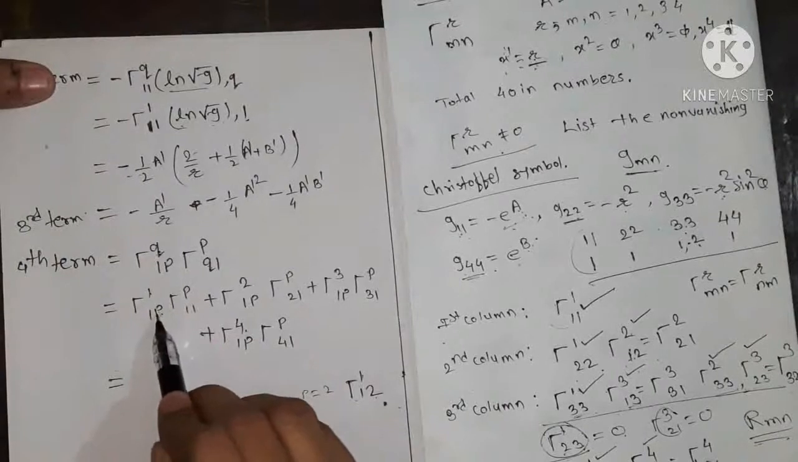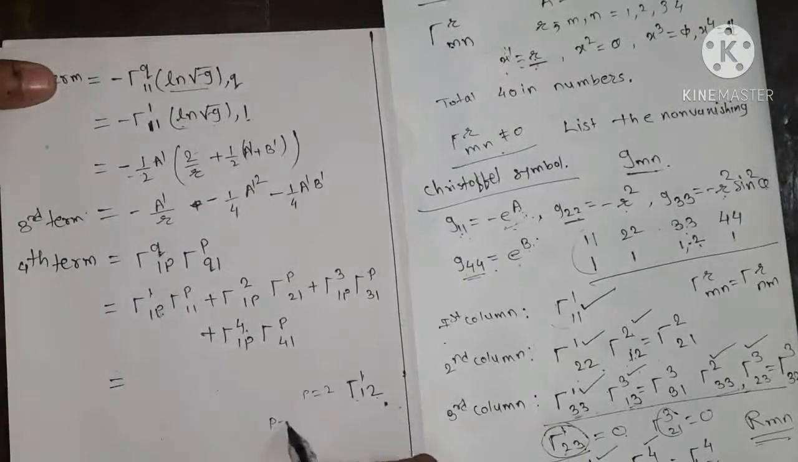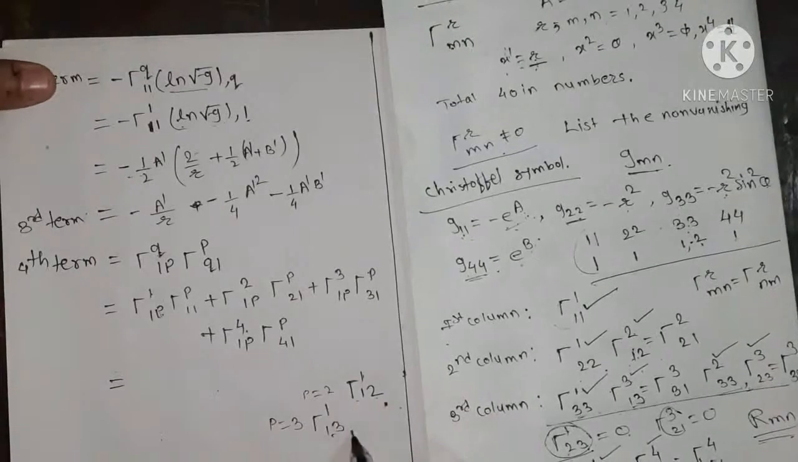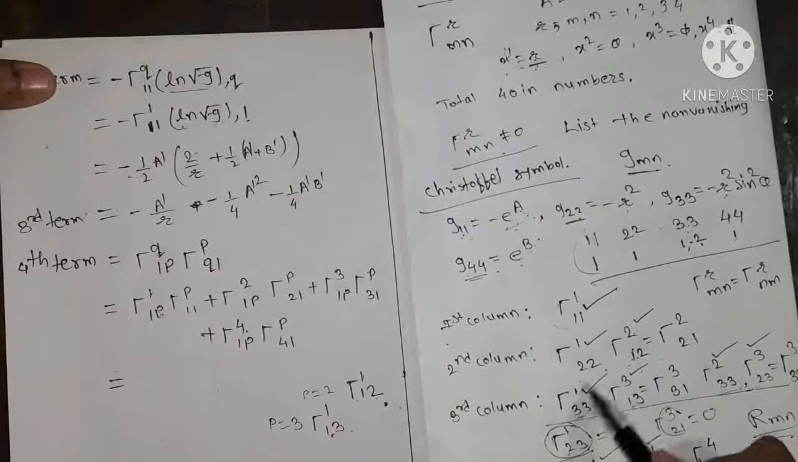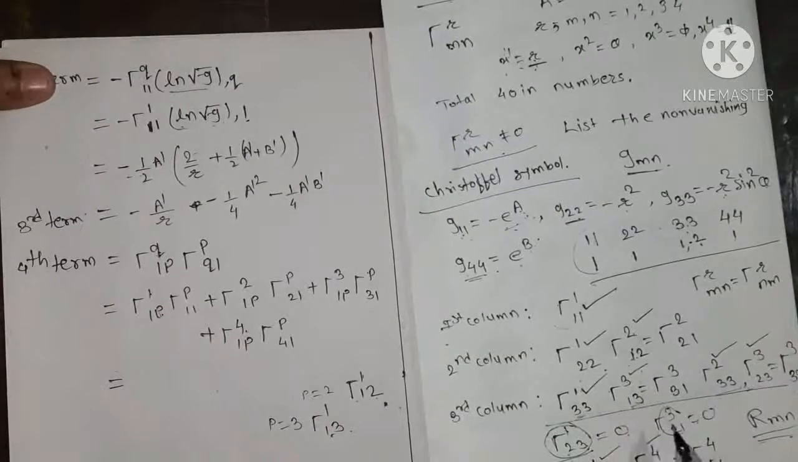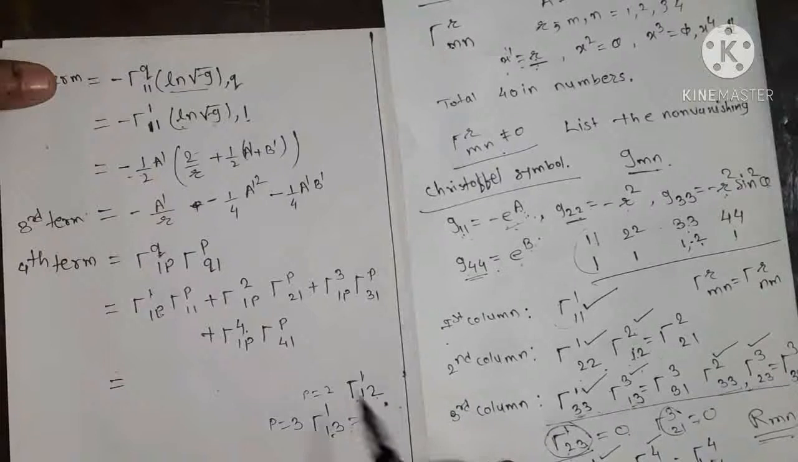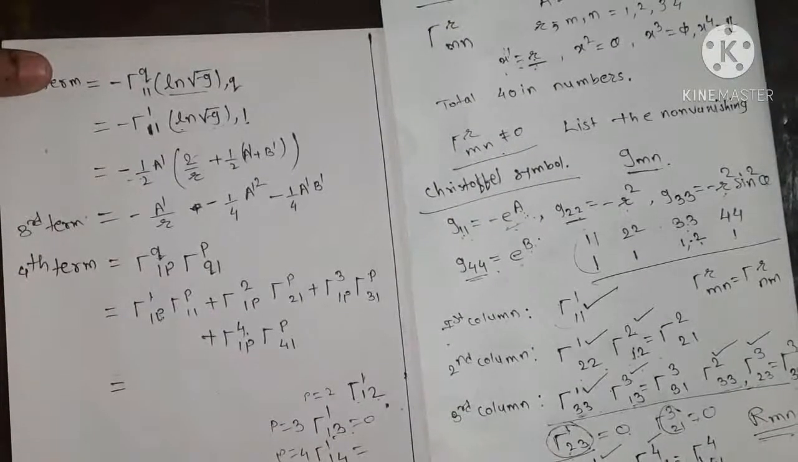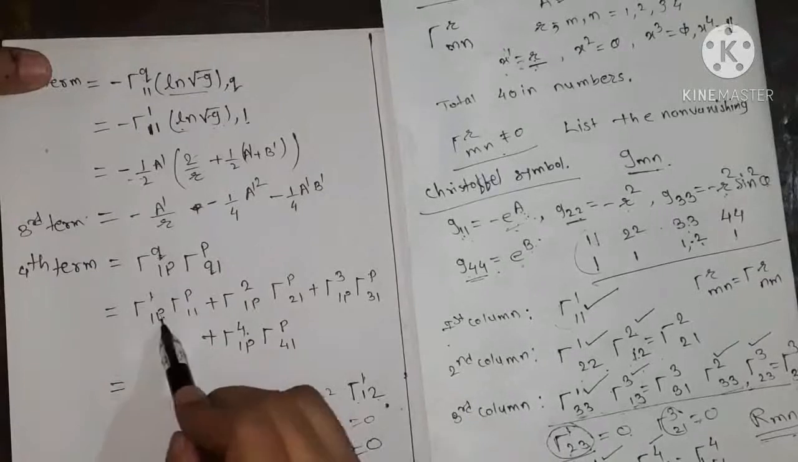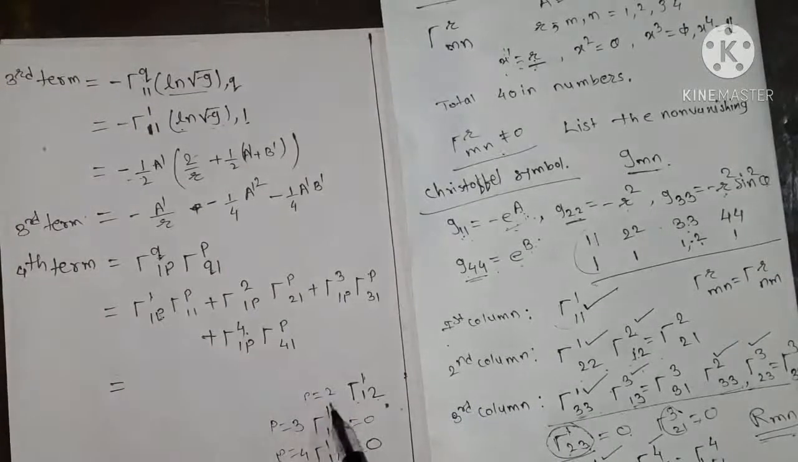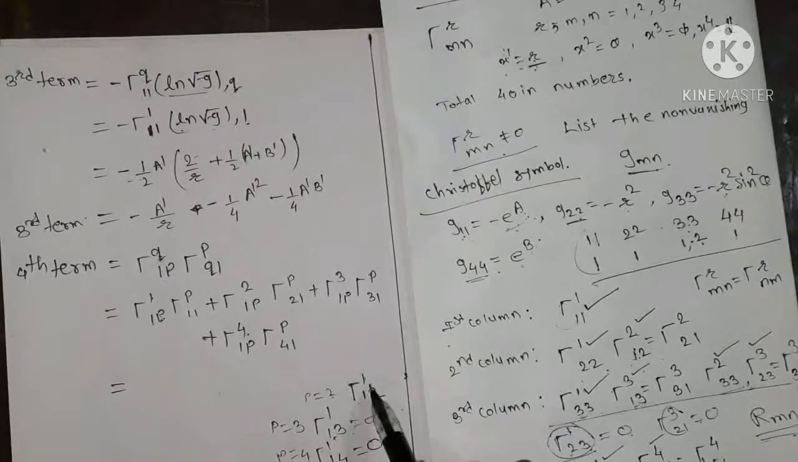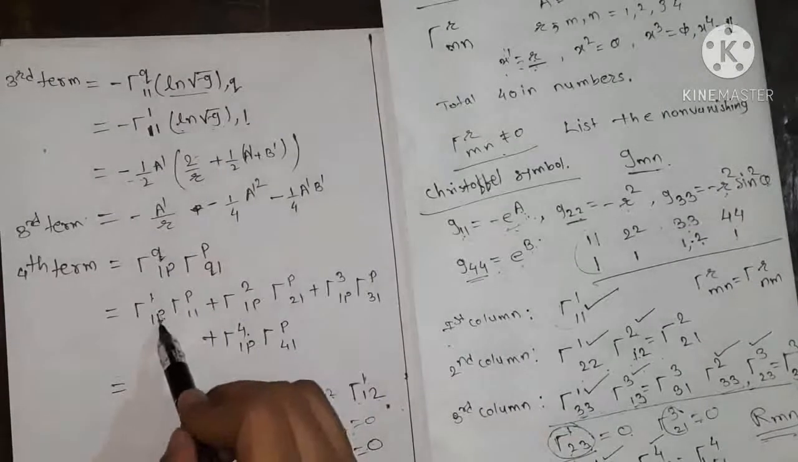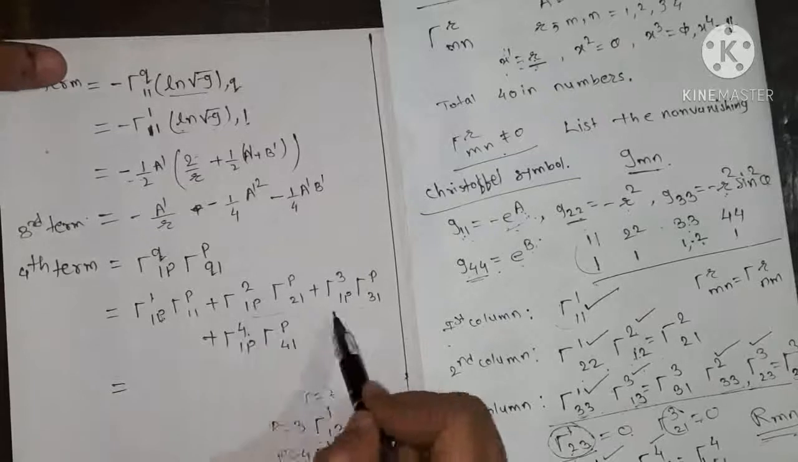Similarly, if we take p equal to 3, then we have gamma of 1, 1, 3. Is gamma of 1, 1, 3 present in our non-vanishing Christoffel symbols? No. So this is again equal to 0. Again, p equal to 4 is gamma of 1, 1, 4. Also, this is not present in our Christoffel symbols. So this is equal to 0. So when we vary p equal to 1, 2, 3, 4, for p equal to 2, 3 and 4, we get vanishing Christoffel symbols, that is all Christoffel symbols equal to 0. So we take only p equal to 1. The same condition is true for all these terms.